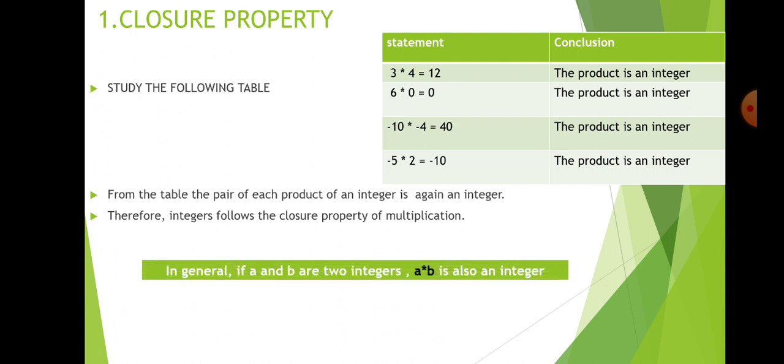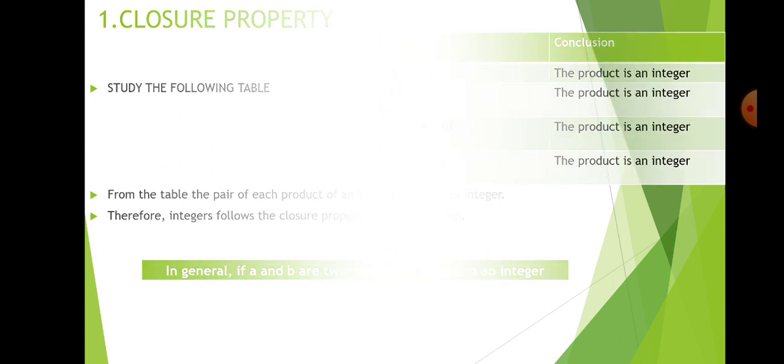So here the formula is: a and b are any two integers, then a into b is also an integer.